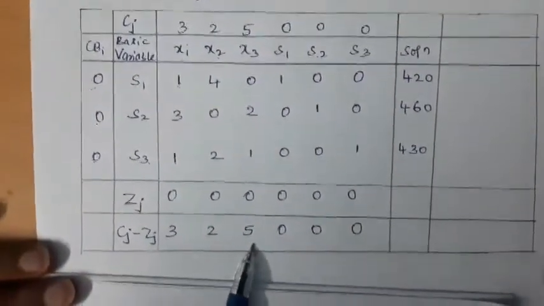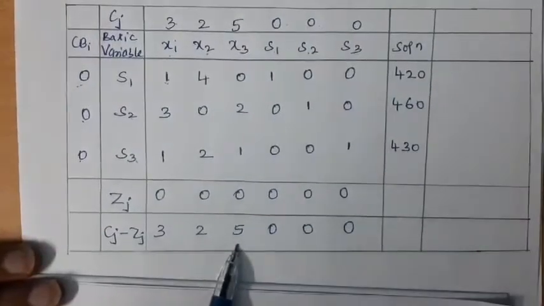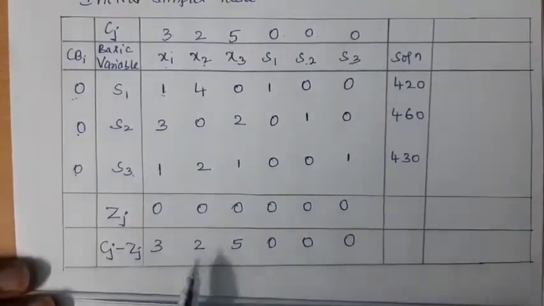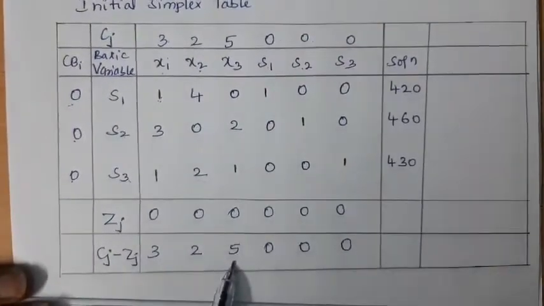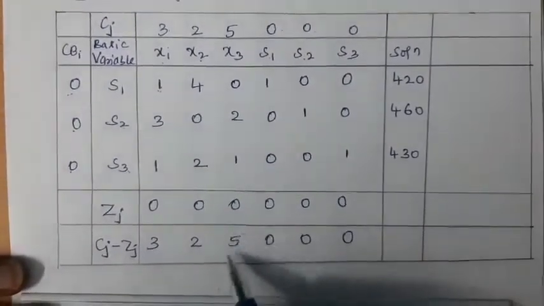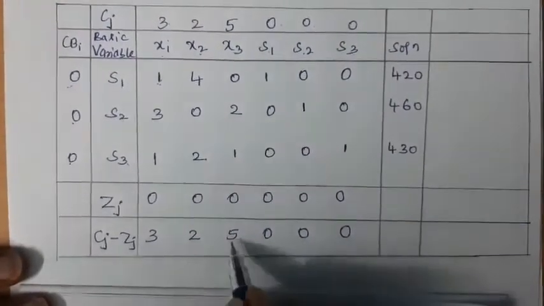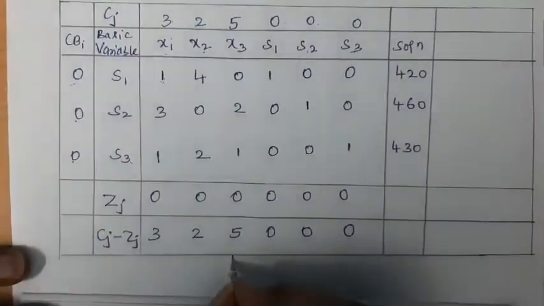So now to proceed again, we have 3 positive values. In these 3 positive values, we have to take down the highest value, that is greater value. So in these 3 positive values, which is the highest one? 5 is the maximum value. We have to consider the maximum value here. 5 is the maximum value. So select this value.